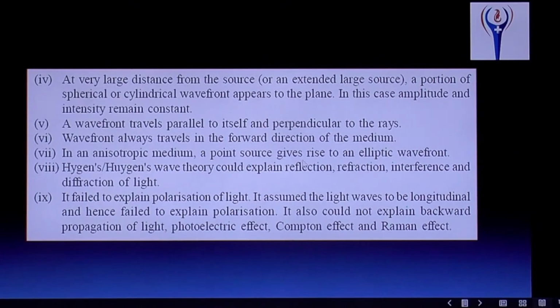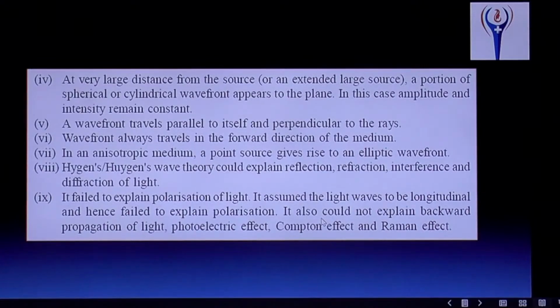Huygens wave theory could explain reflection, refraction, interference and diffraction, but failed to explain polarization, because according to him, light waves are longitudinal. So it failed to explain polarization. It also could not explain backward propagation of light. And the photoelectric effect, Compton effect, Raman effect are all not explained by this theory.